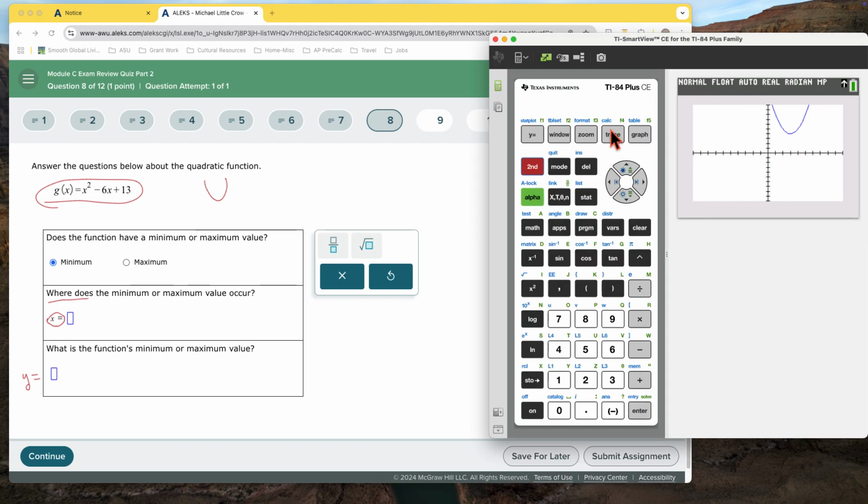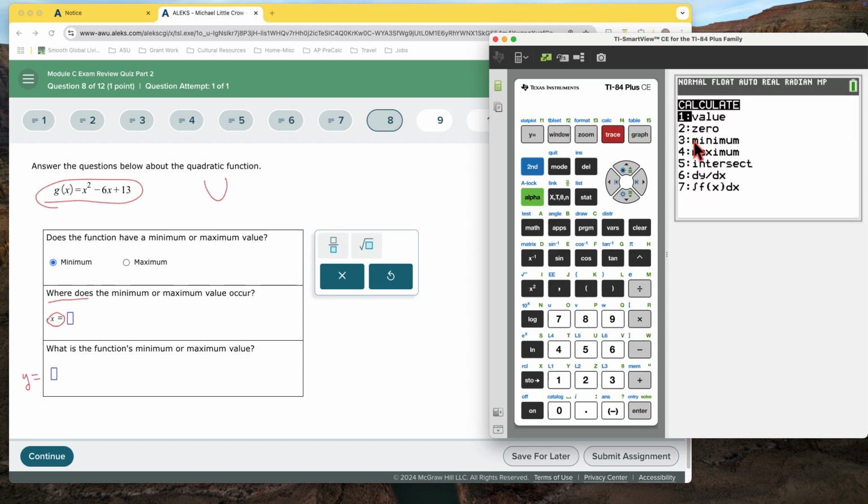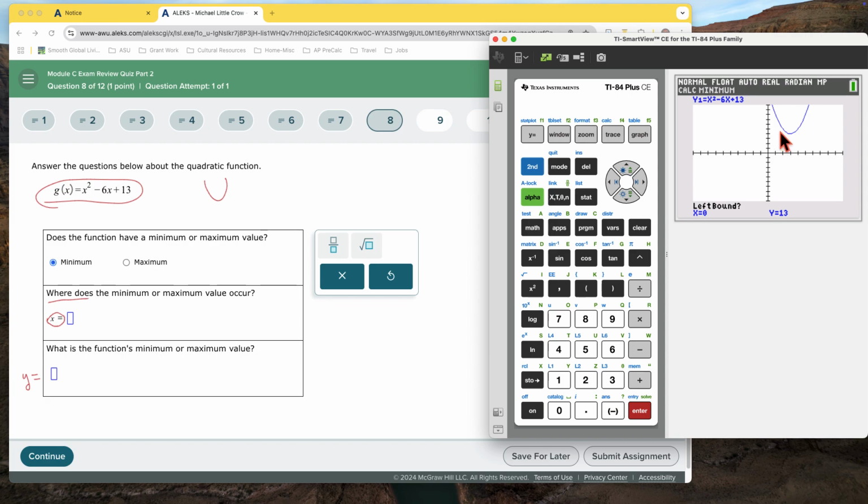So we go to second, calc is one of our tools, and we can go down to number 3 to find that minimum. And to find the minimum, we need a left bound. Currently, we're at x equals 0 and y equals 13, so we don't see anything. So let's walk our little spider to the right, and you see it coming down. You can see down here the coordinates where it's at. It's below 10. This is to the left of the minimum point. The minimum point is right here down at the bottom.